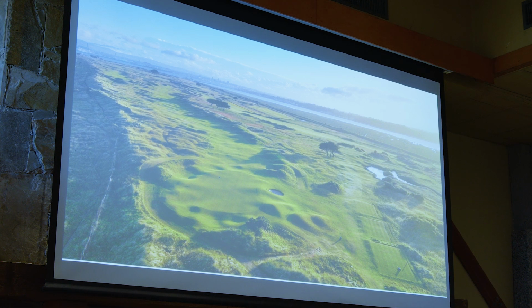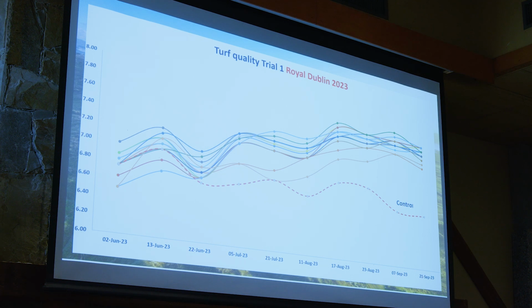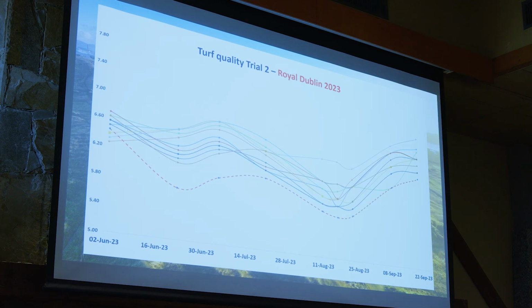Again, that's Royal Dublin, where we did it last year. Another wet summer. And you saw how wet it was in July and August. Starting off, the quality was the same, but as they kicked in, all the surfactants enhanced quality. This is the second trial we did last year. Again, enhancement of quality. Every one of the surfactants we tried, some of them were experimental compounds, some were products on the market, and some were combined together. So they all improved compared to the dotted control.